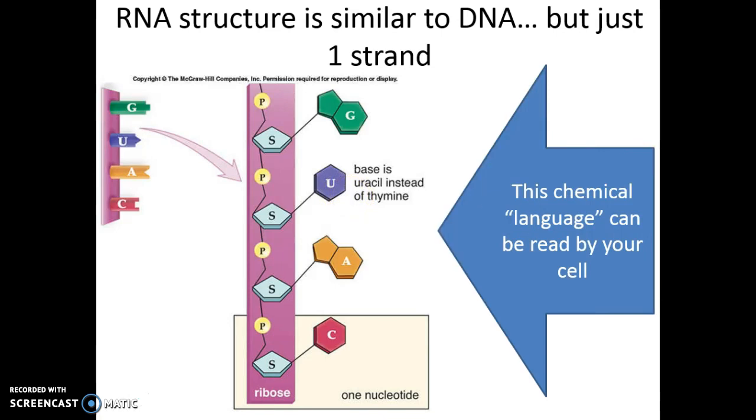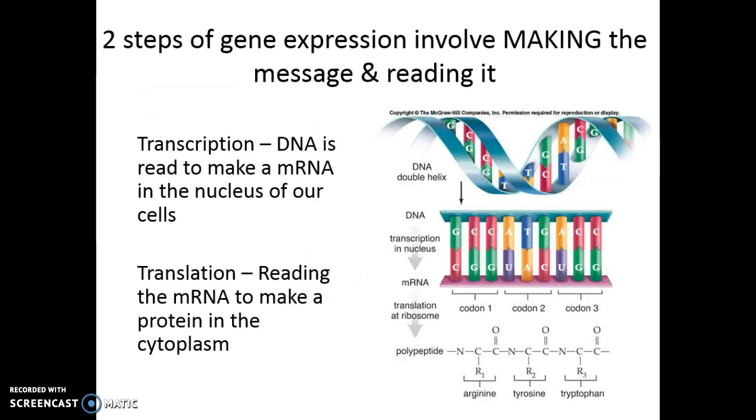All right, the RNA is actually going to be the chemical language that can be read by your cell. So even though you have DNA in your cell, the cell doesn't know exactly what to do with that in terms of overall function. So you have to have an mRNA sequence, or that RNA sequence, created or transcribed, so that your cell can have something to read in order to facilitate the regular processes within the cell. So two steps in gene expression: you have to make the message and you have to read it. So the two big ideas here, the two big processes, are transcription and translation.